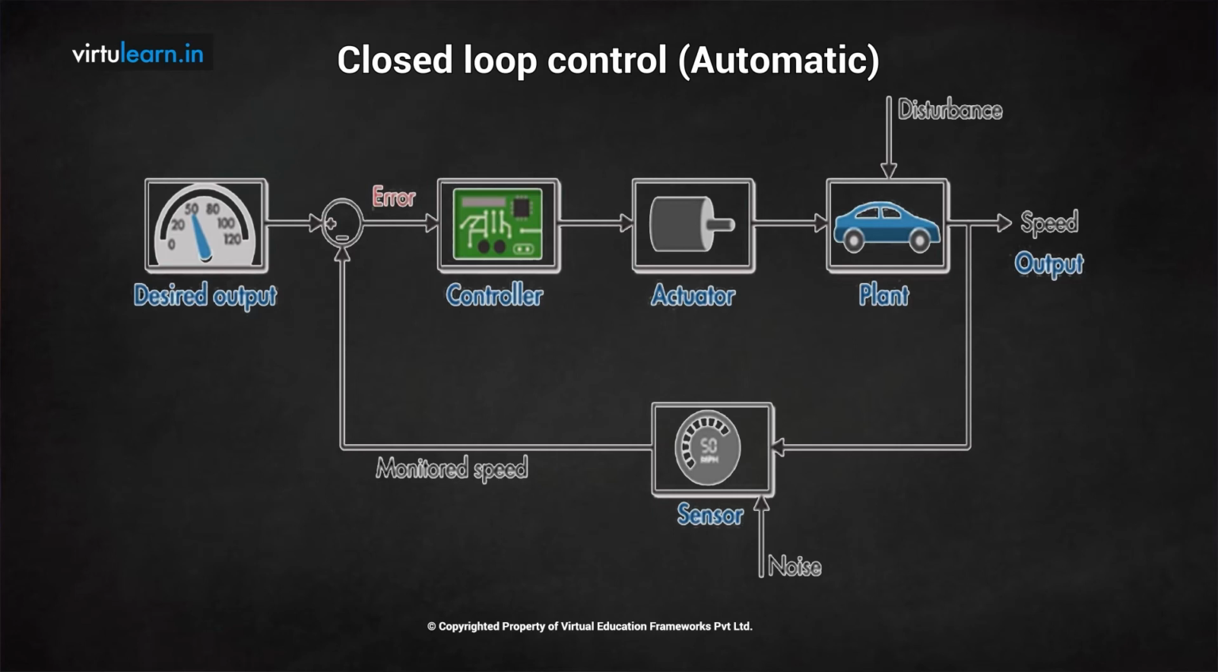Now I am designing a controller. It can be a microprocessor or any PC based controller, any kind of controller. Very advanced controllers are coming into the picture, so any kind of controller we can design here. Then this controller will give the input to the actuator, and this actuator will actually drive the accelerator of the system, so that the car will go at the desired speed, which is 50 km per hour.